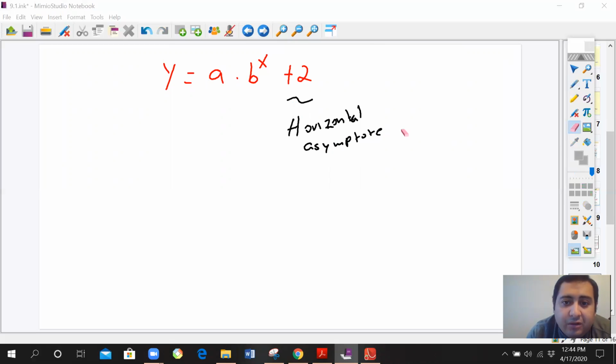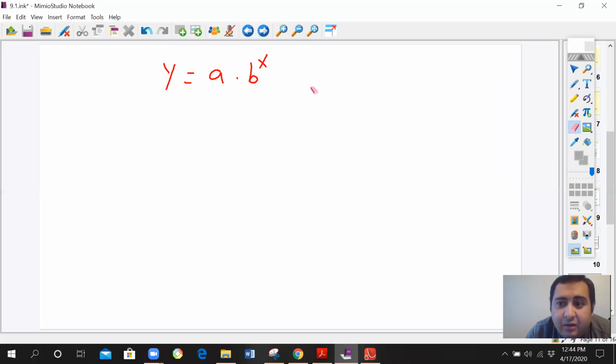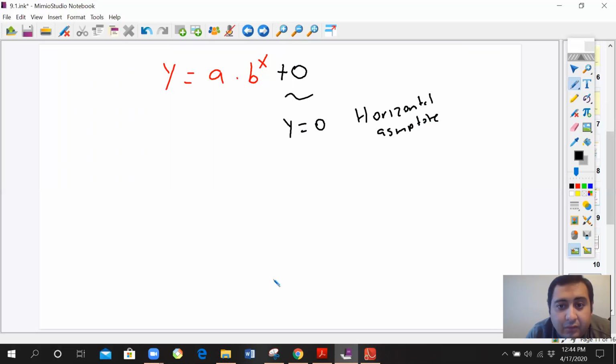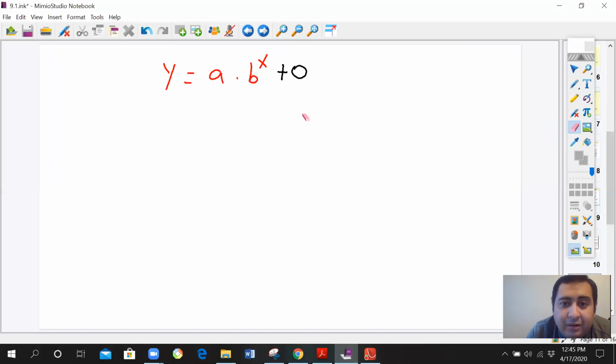But in this lesson, we're just going to be focusing more on this equation. And the reason they don't show anything more is because you have an imaginary plus 0, which means your asymptote is at y equals 0, your horizontal asymptote. Because you have plus 0, it will not show it to you in the equation. Just keep that in mind for yourself.